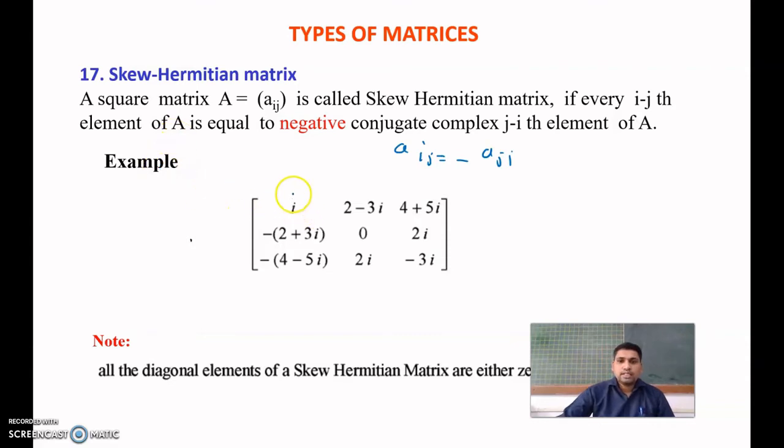So you can see here, this is 2 minus 3i, this is 2 plus 3i, which is the complex conjugate of that number, and here is a minus sign.